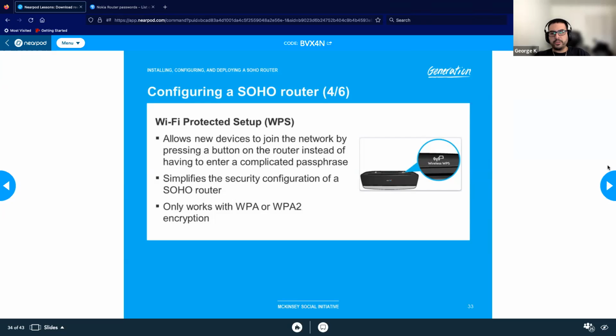Why don't they remove that feature now, since it's hackable and everybody knows it can be hacked? Because it's convenient. And it's so easy for tech support to say, yeah, just press that little button on top of your router and you're connected. Because of the convenience.